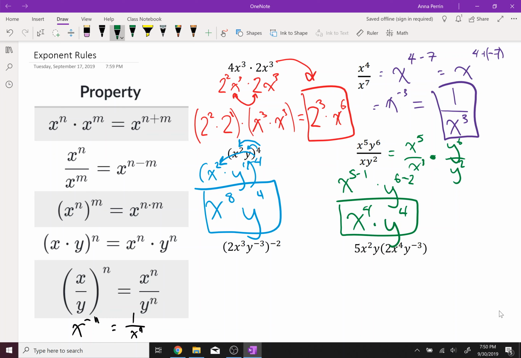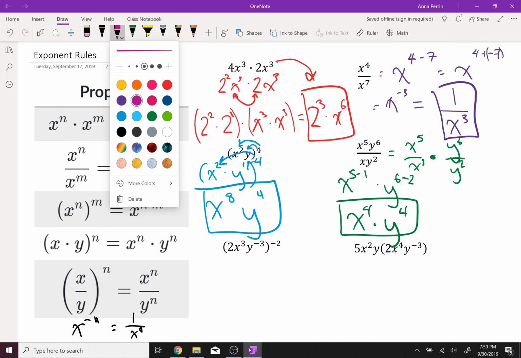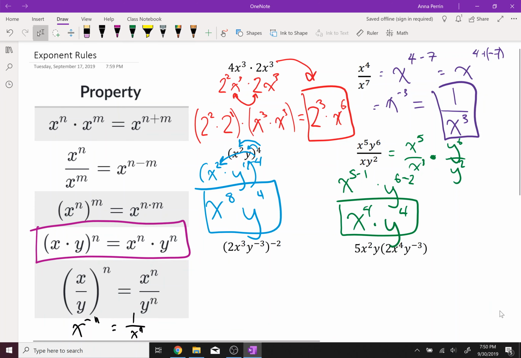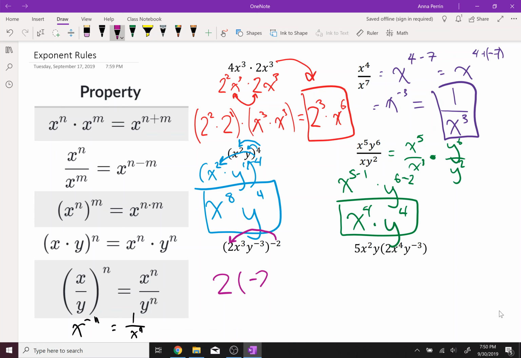Continuing on to our last two problems. This one I can see is going to be an application of this rule right here, where that exponent on the outside is going to distribute to each of those exponents on the inside. A really common mistake is seeing I've got this -2 and distributing it to this 2, so doing 2 times -2 is -4. The problem here is that it's not actually distributing to the 2, it's distributing to the exponent of the 2.